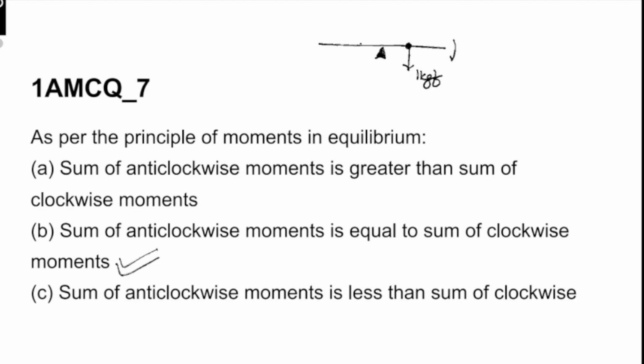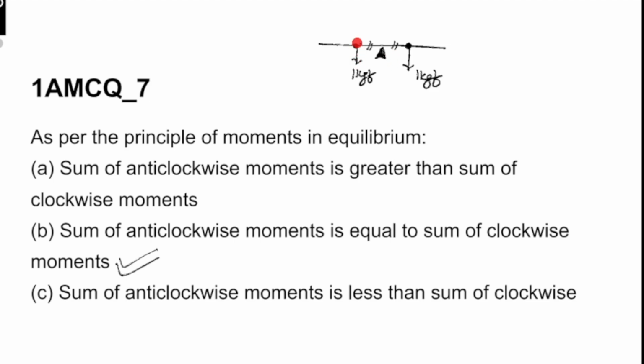So what if we want to keep it in rotational equilibrium? I'll put another mass here at the same distance. This distance and this distance are the same. If I put 1 kgf here, now obviously it will balance. It is in equilibrium, because this mass is creating a clockwise moment and this mass is creating an anticlockwise moment, and their moments are equal. If they are not, it will not be in equilibrium.